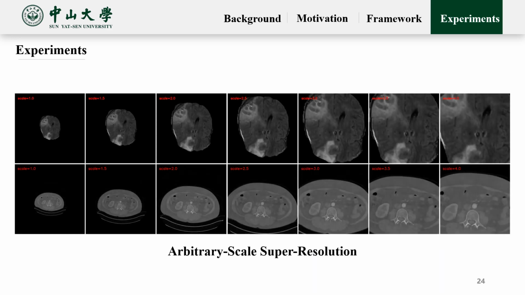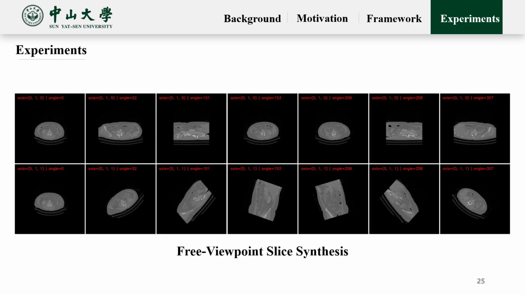We also visualize the arbitrary-scale and free-viewpoint rendering results. As shown, CuNeRF can synthesize medical images at continuously valued scales. Moreover, CuNeRF can also yield medical slices with a viewpoint rotating 360 degrees around an arbitrary coordinate axis. In conclusion, CuNeRF can render medical images at desired views and scales, which is able to provide richer visual information than existing methods for clinical diagnosis.